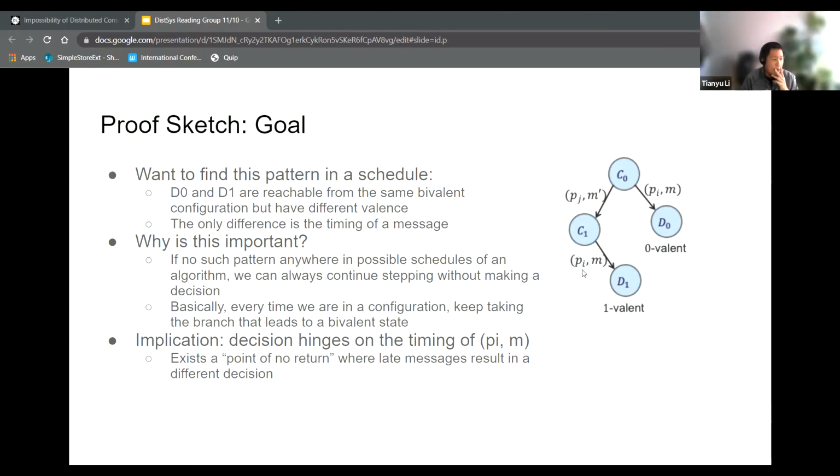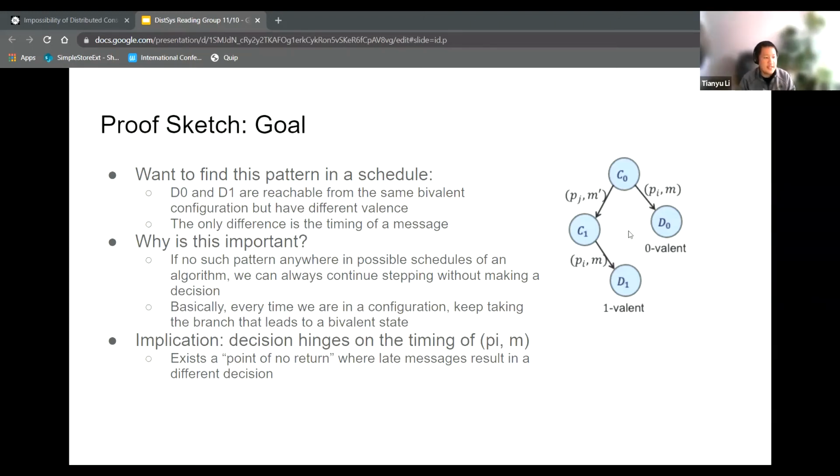it results in a different decision for the system. Why is this important? Think of the execution of an algorithm as us just walking on this graph of connected configurations. You're an evil person trying to make the algorithm not terminate, deciding which fork to take at C0. You are the adversary of the algorithm, and you get to pick which message to deliver at what point to make sure the system doesn't terminate. If I tell you that nowhere in the system does this pattern exist, you can always just pick the fork that doesn't terminate, right?